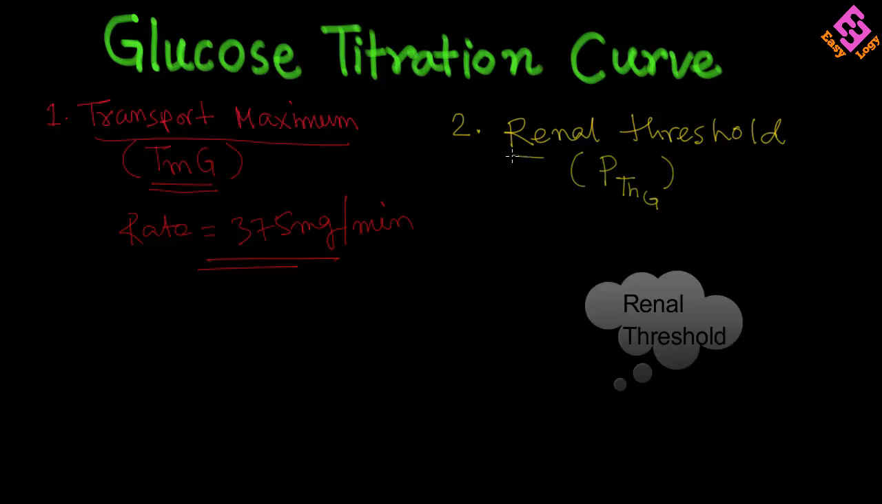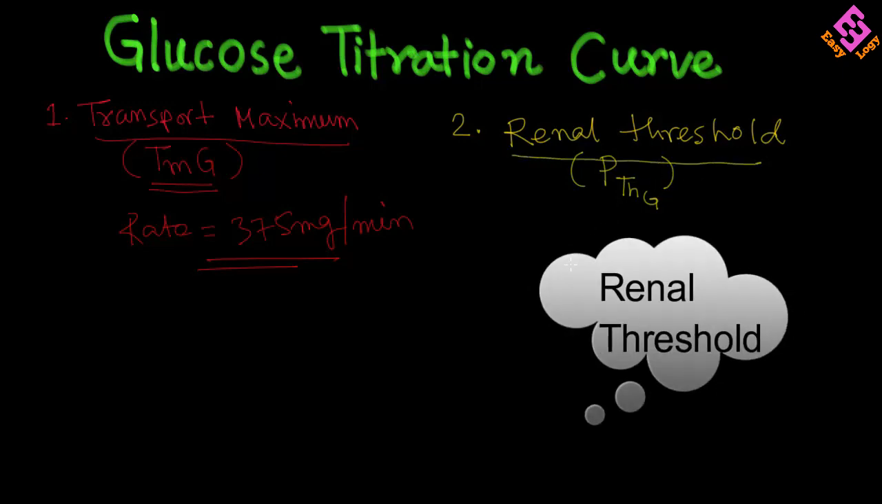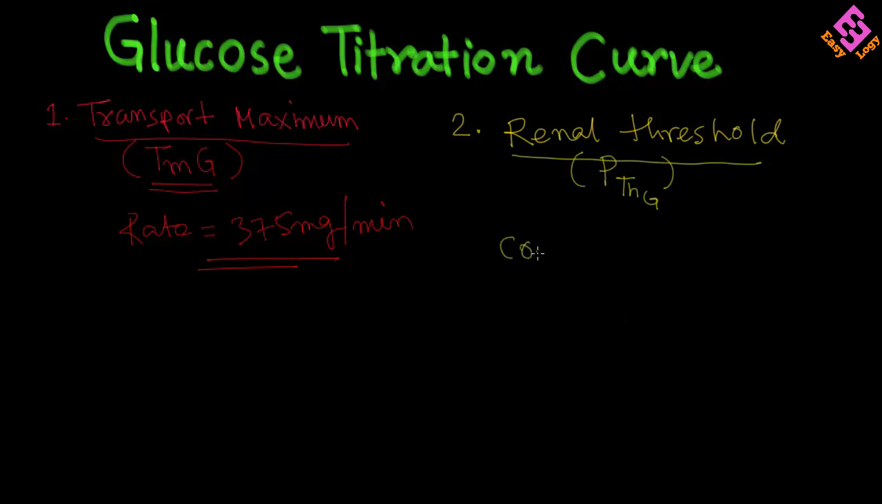Next is, what is renal threshold? Now, renal threshold is the plasma glucose concentration above which glucose first appears in urine. That is, for plasma glucose in kidney, the theoretical value, that is TmG for theoretical glucose, is 300 milligram per deciliter. You get it? Renal threshold is a concentration and the transport maximum is a rate.